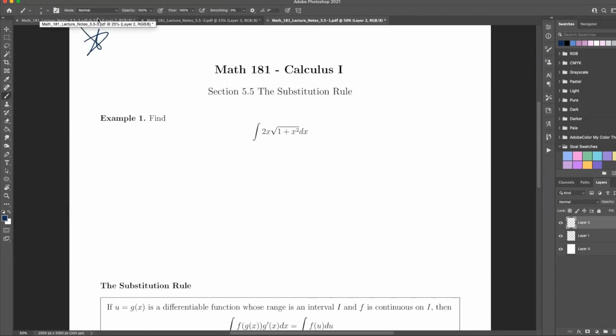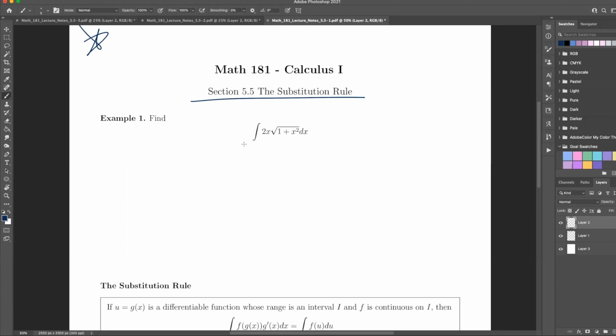All right, so we're going to talk about the substitution rule. What the substitution rule is, basically, is the chain rule in reverse. It's the reverse chain rule. Basically, that's how it works.